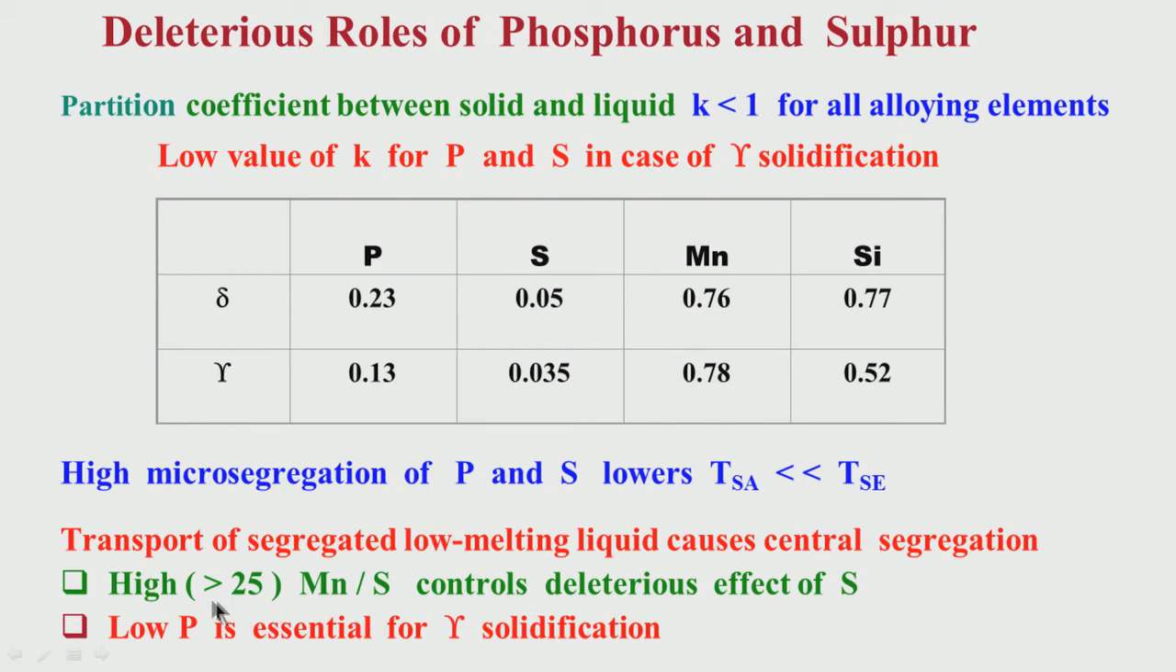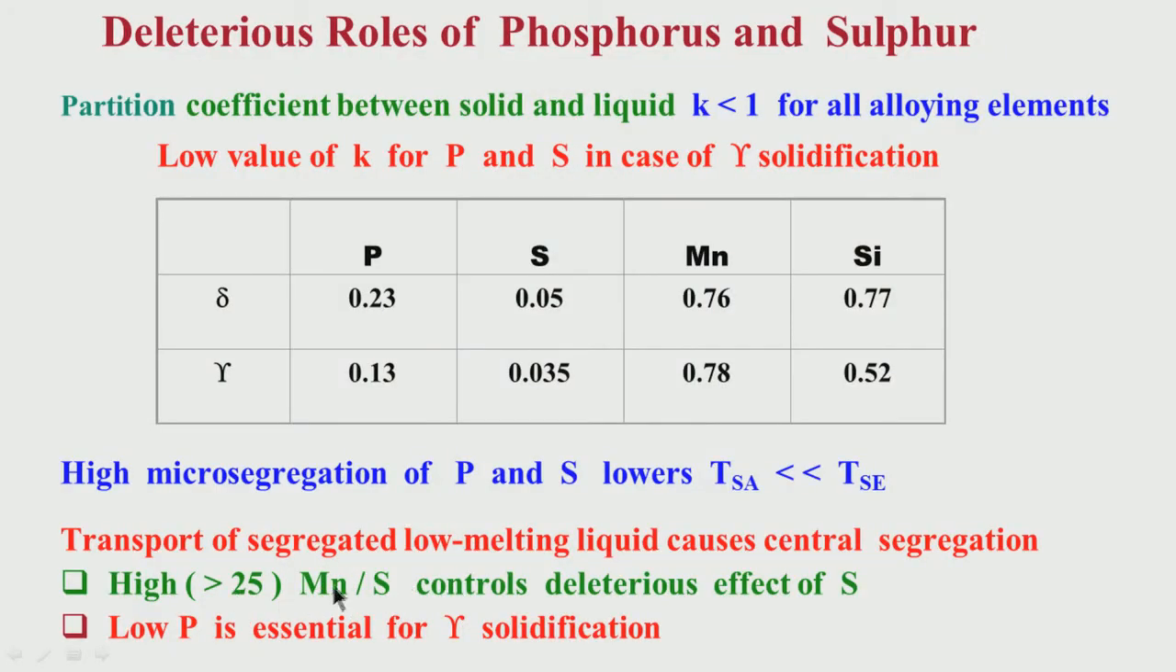So, high manganese by sulfur is necessary, otherwise what is going to happen? If you have sulfur, it will react with iron, so it will cause formation of iron sulfide which has low melting point. That is the reason why sulfur segregation is bad for quality of steel, because the actual solidus becomes much lower. Now, if you have high amount of manganese in the steel, if the ratio of manganese by sulfur is more than 25, then what is going to happen? There will be formation of manganese sulfide and not iron sulfide. Manganese sulfide melting temperature is more compared to iron sulfide.